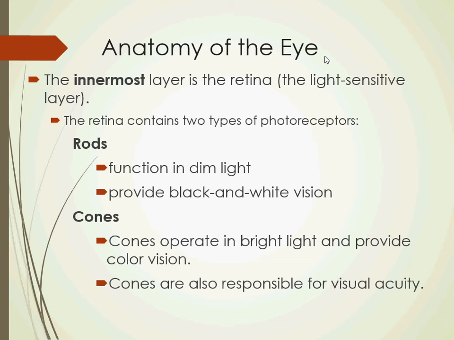The retina has 2 different types of photoreceptors, rods and cones. Rods are important in dim light, and they provide black and white vision, whereas cones are important in bright light and provide color vision. They are also important for visual acuity, so seeing things clearly.